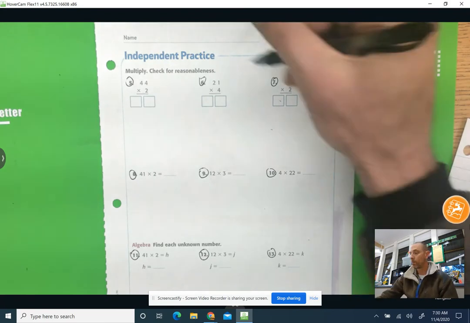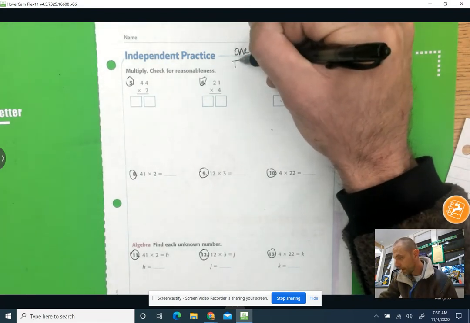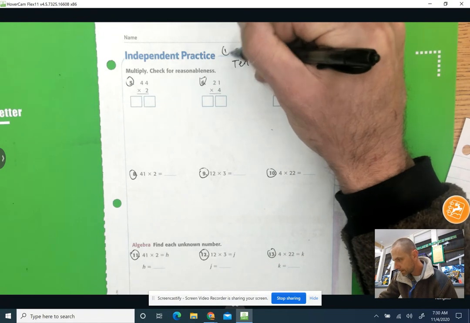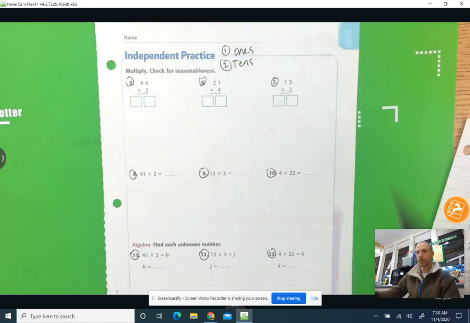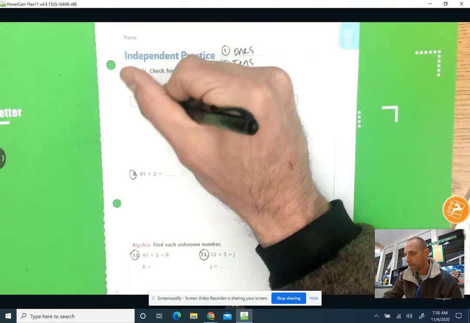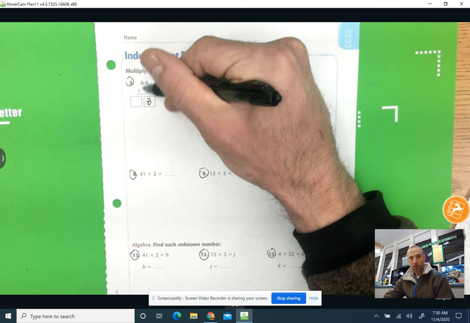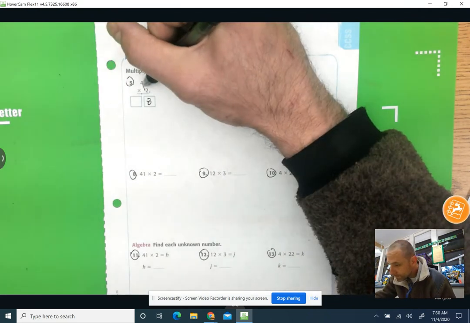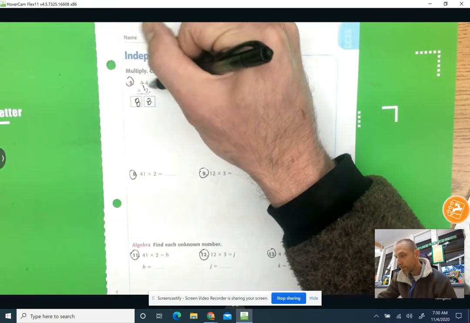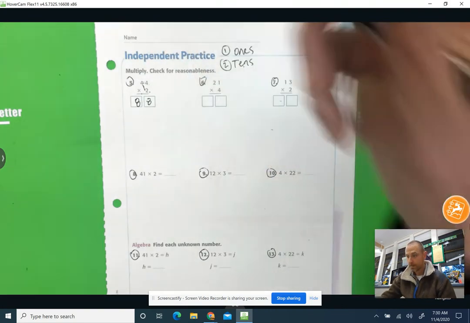Remember, you're going to start with your ones place, then the tens. First step, second step. Okay. Ones place. 4 times 2, 8. Go to the tens place. 4 times 2 is 8. Make sure, because it's the tens place up there, that 8 goes underneath the tens.